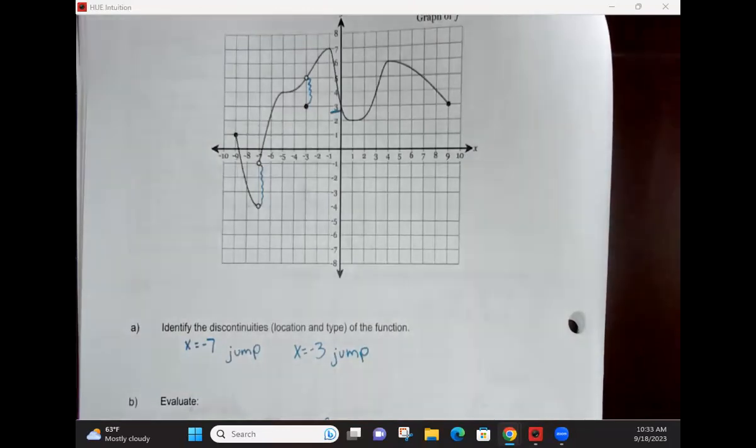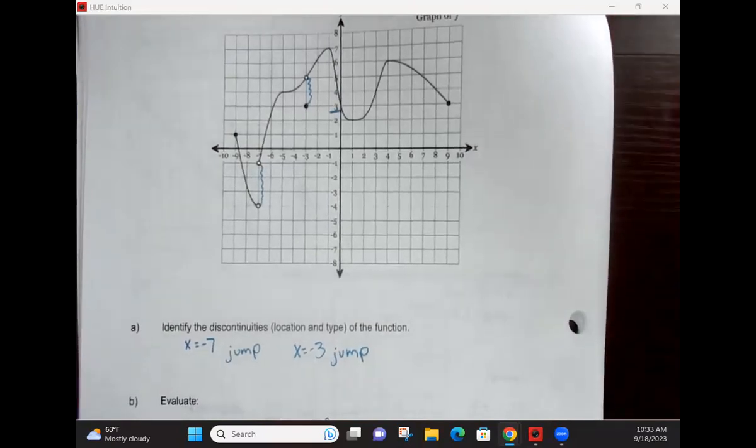Questions for me for today? Okay. This is going to be what we're working with all week. The next few days, we're going to be working on domain and continuity. You have a Delta Math assignment for homework for tonight that's going to ask you about domain for functions and continuity for functions.